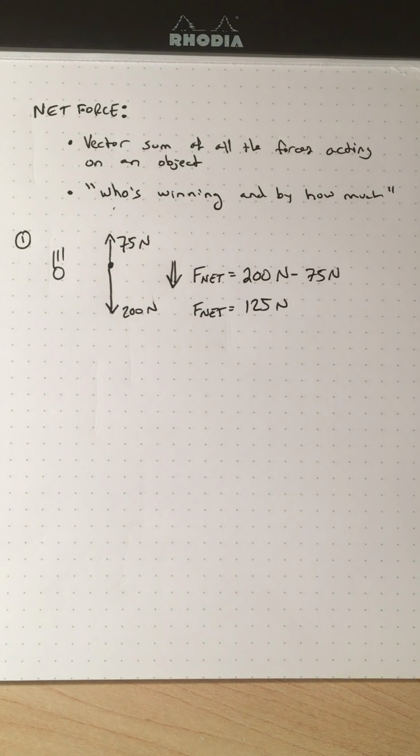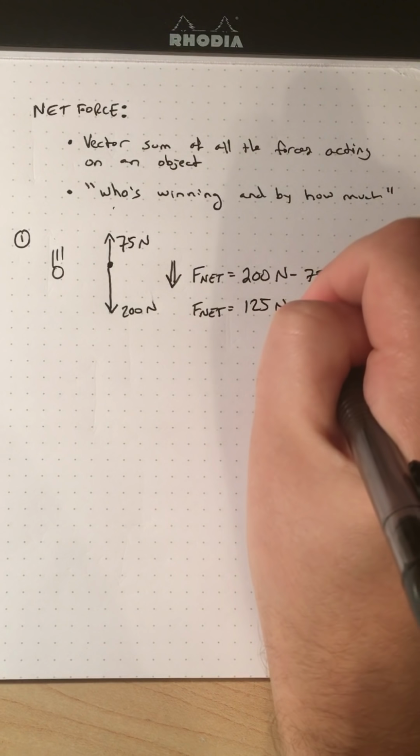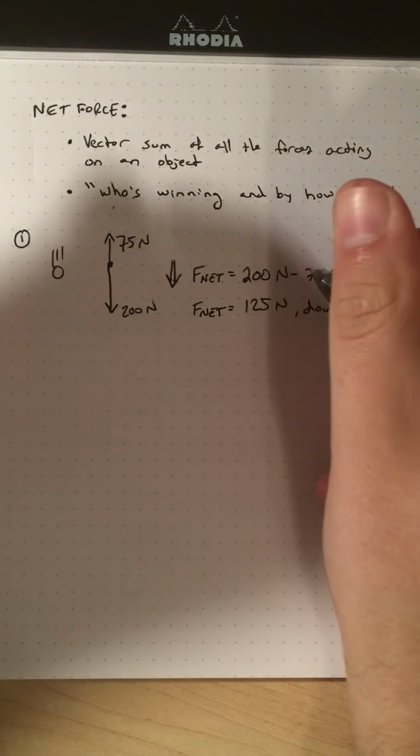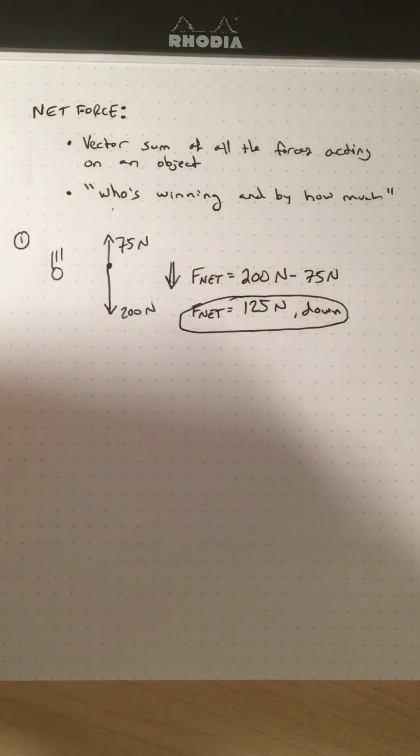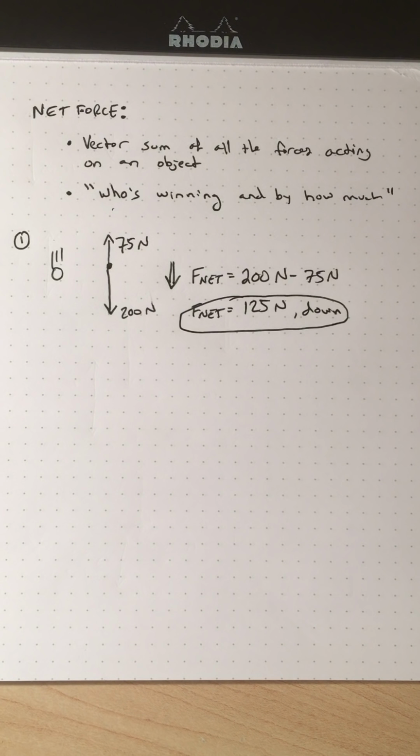Now, net force is a vector, and remember vectors have two things. They have magnitude and direction. I have indicated my magnitude. It's 125 newtons big, but what's its direction? Down. So that would be an answer for the net force. 125 newtons down. So that's an example.